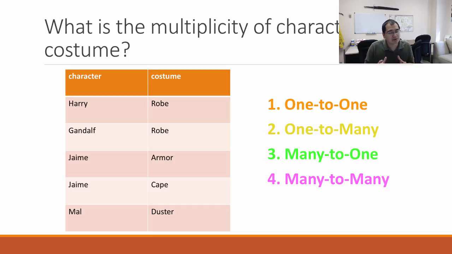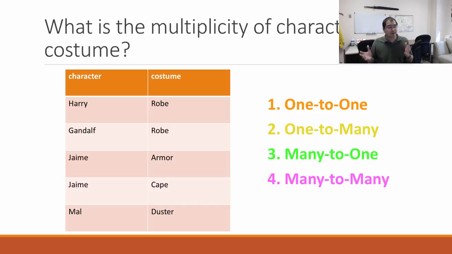All right, so let's go through this information here. Harry wears a robe and Gandalf wears a robe. So this already tells us that we're not in a one-to-one relationship here, right? Because multiple characters can have the same costume. We also see that Jamie is wearing armor and Jamie is also wearing a cape. So this also tells us, hey, it's not just that each character wears one costume, but each character can wear multiple costumes and each costume can be worn by multiple characters. So what is the multiplicity here? The multiplicity is many to many here.